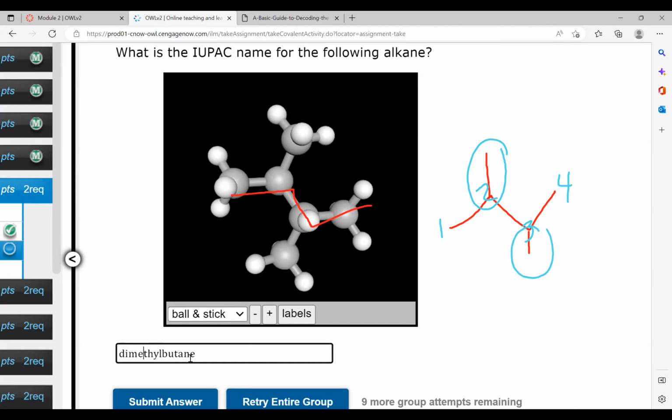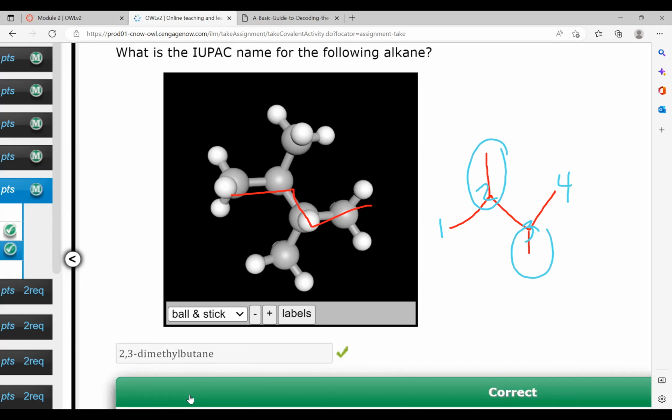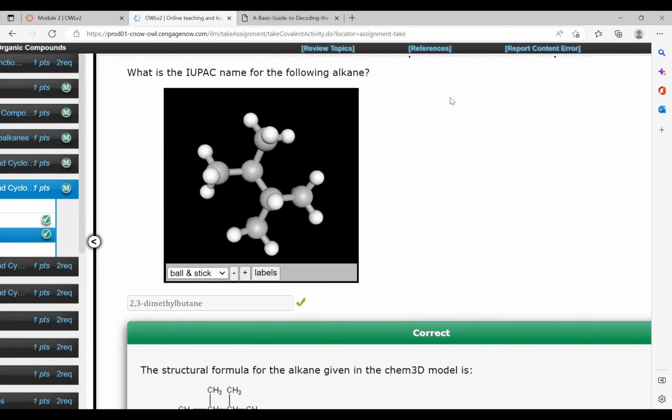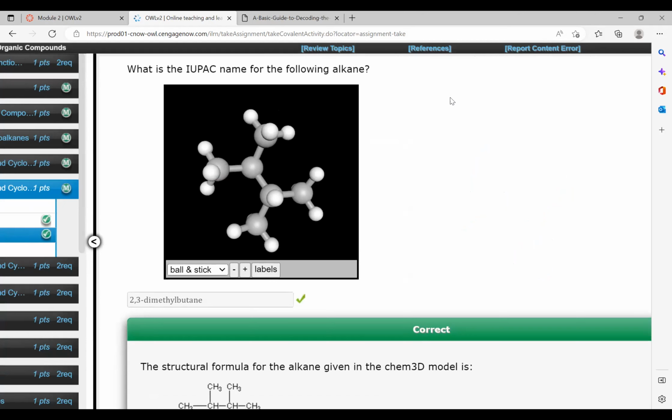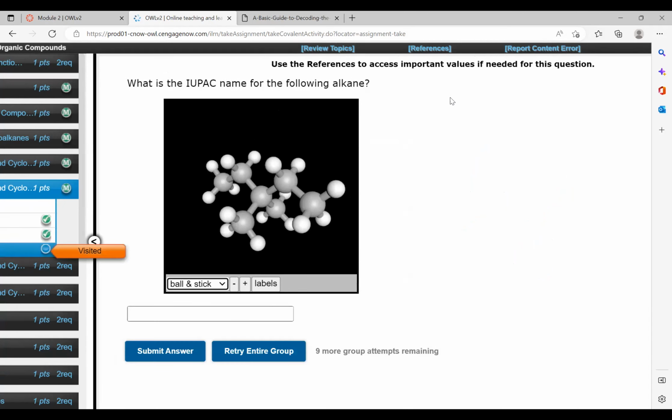And now we have to indicate where they're located. So they are on the 2nd and on the 3rd carbon. We put a dash, and we are good to go. So like I said, I would suggest that you draw these out on a separate piece of paper, to make them make a little bit more sense. And I would even probably put some colored pencils in there just to make it a little easier when you're trying to name these guys.